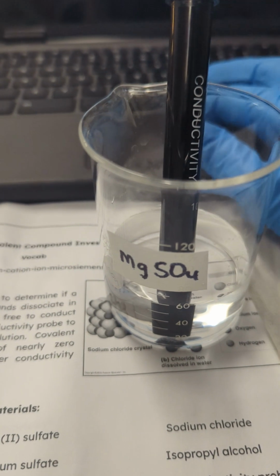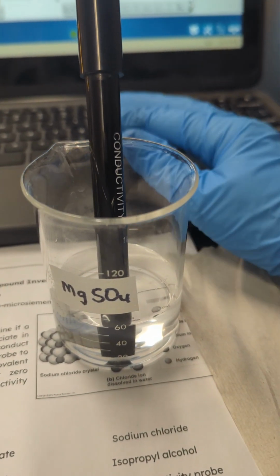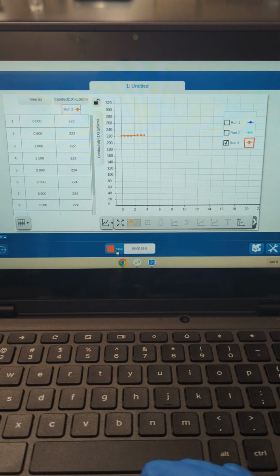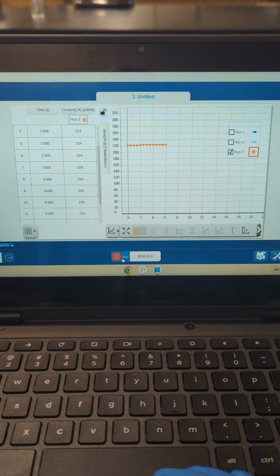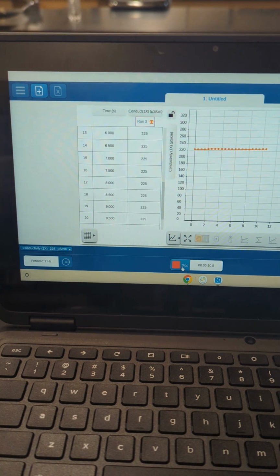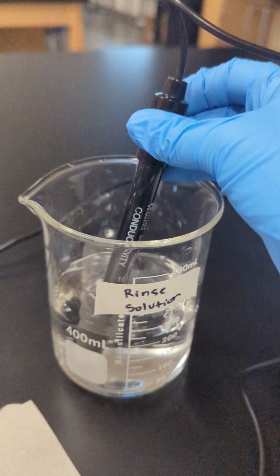Let's try magnesium sulfate. Magnesium is another metal there in group 2 of the periodic table, the alkaline earth metals. Let's stick our probe in and see what happens here. We know it has a metal, so probably going to have some conductivity, a little bit lower than copper sulfate at the same concentration, around 230. Magnesium sulfate is actually just Epsom salt, the kind you put in the bath for muscle aches. Let's rinse off our probe.